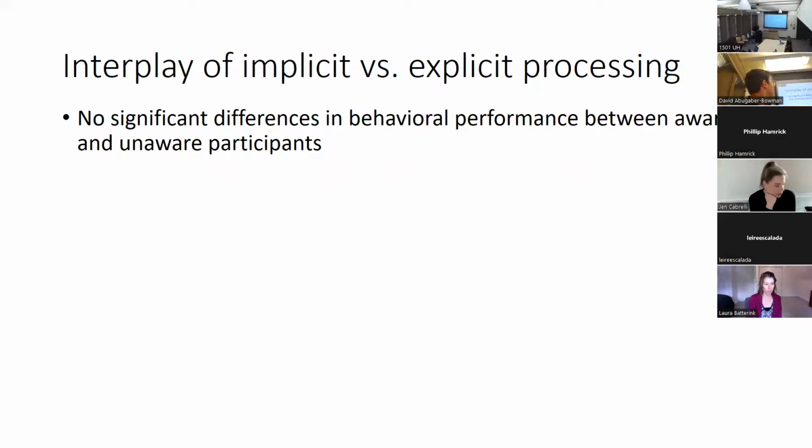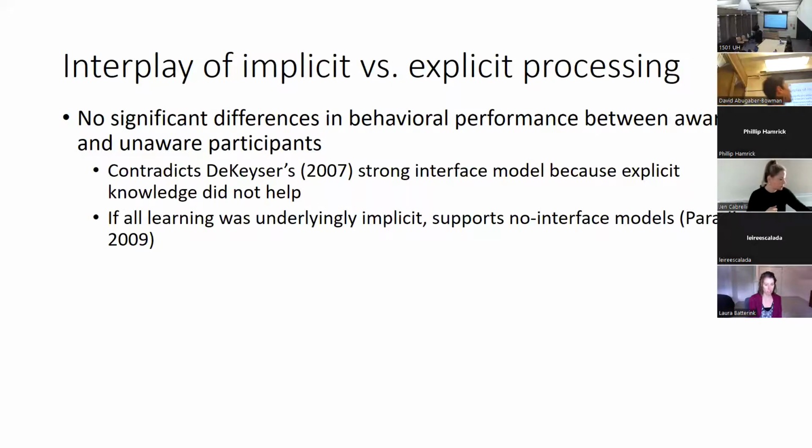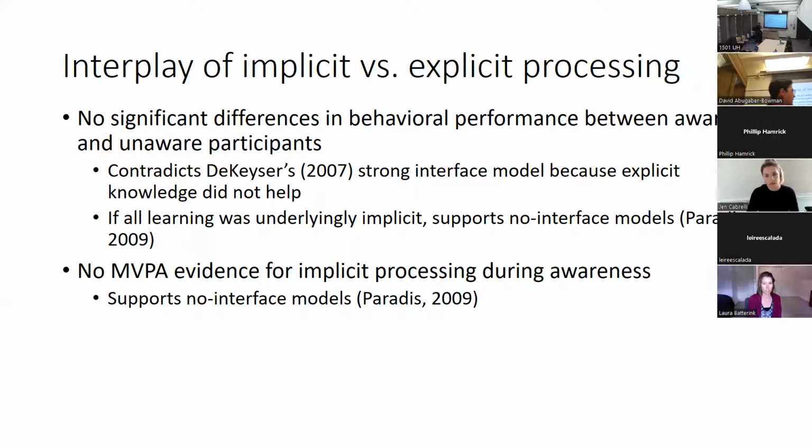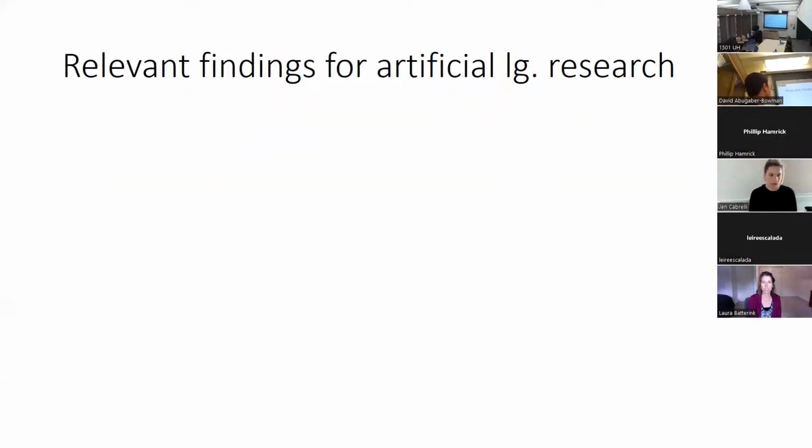So speaking of the interplay of implicit and explicit processing, the fact that we had similar behavioral performance between the aware and the unaware groups would seem to be evidence towards the no-interface models and away from strong interface models. We didn't find MVPA evidence for co-occurrence of implicit processing through rule awareness, but again, note what we said about limited decoding sensitivity, which means that we might want to be very tempered in our interpretation.